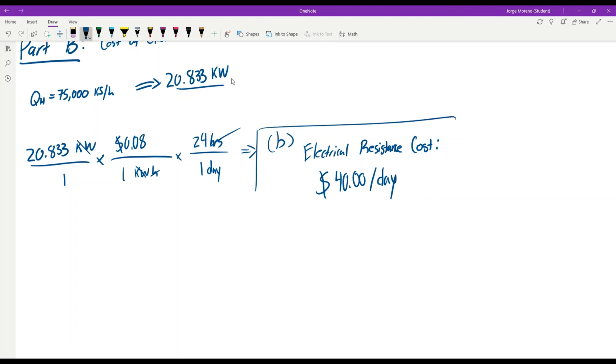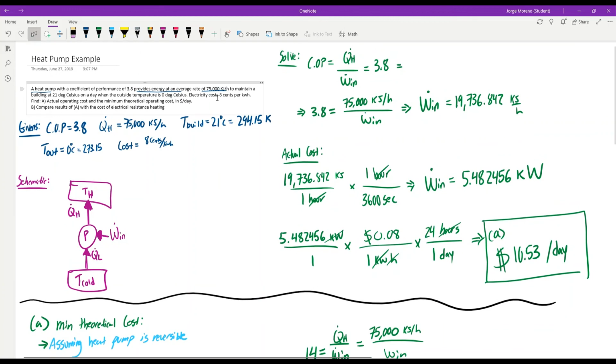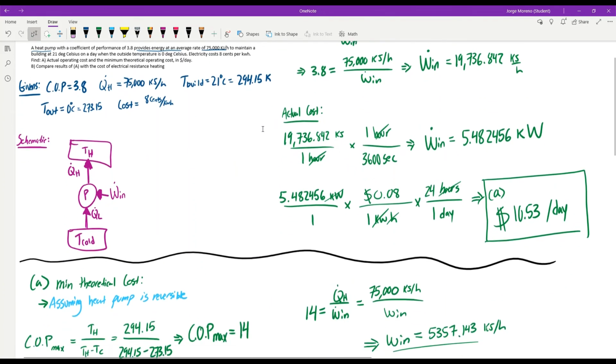All right, so that's how you walk through this specific example. It was mostly dimensional analysis. Once you really understand the cycle and what's going on, it's really just number crunching after that.